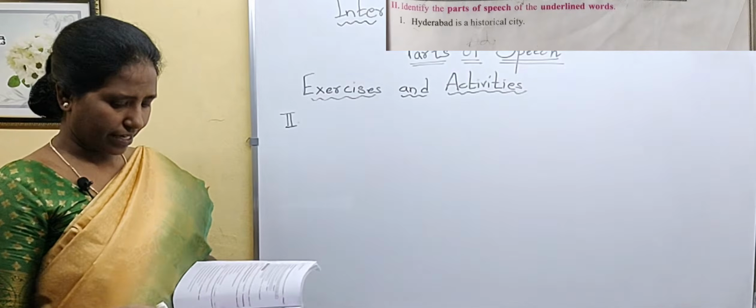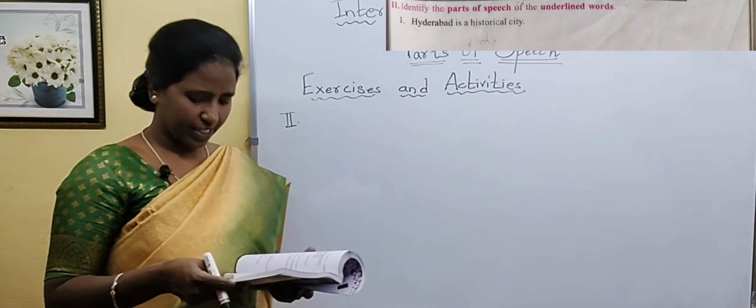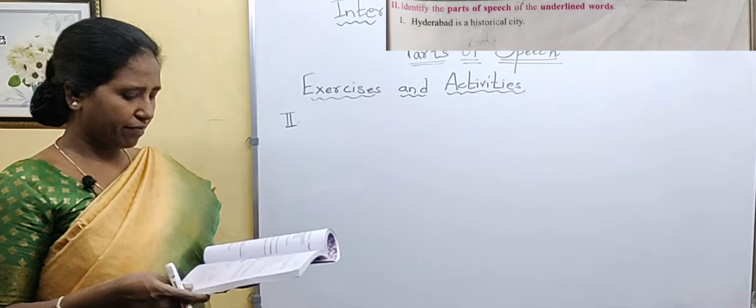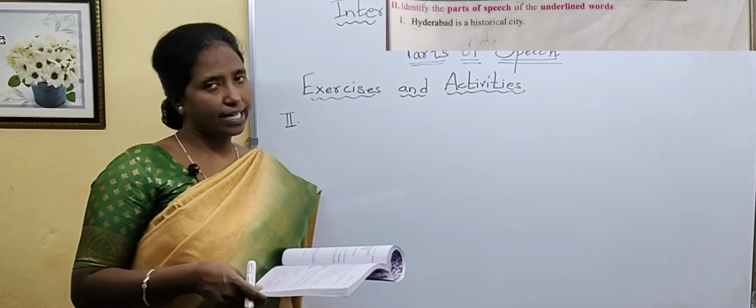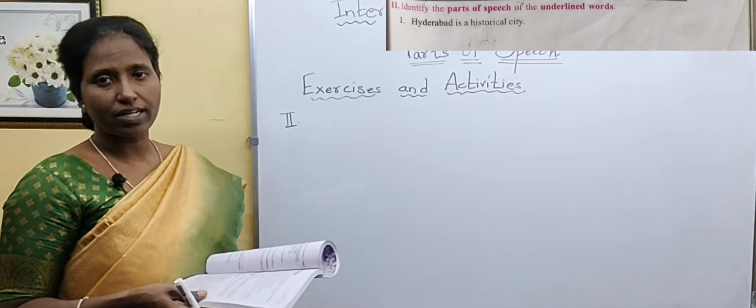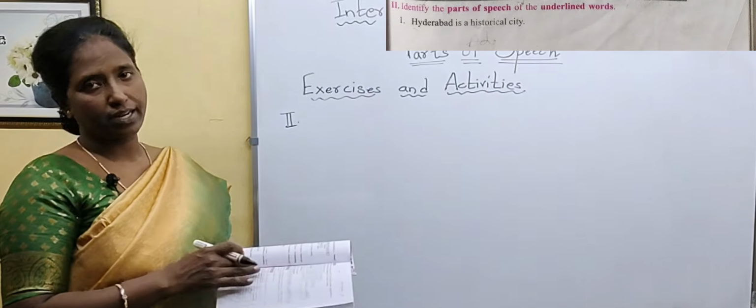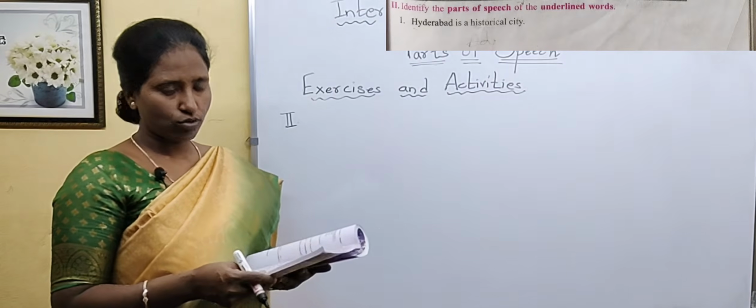Now we will go to the second bit. Actually, the bit is given this way: identify the parts of speech of the underlined words. But here the words are not underlined. Then I referred to the old textbook, in which the words were underlined. According to that, I am giving you the answers.